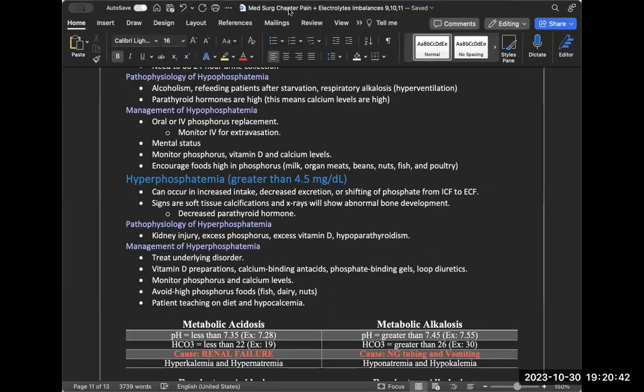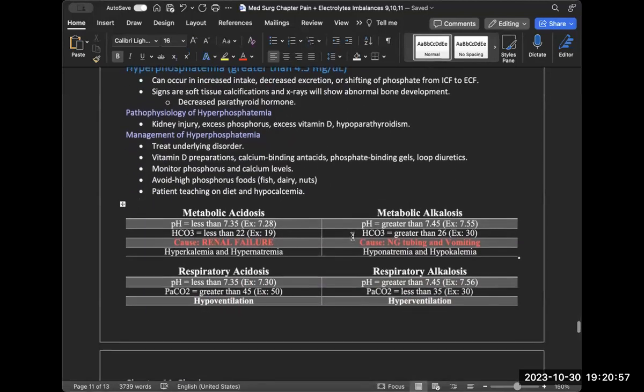And calcium is absorbed better when you take vitamin D, so we want them to have vitamin D supplements when they are taking anything with calcium. The same thing with hypocalcemia. We want them to have vitamin D supplements when they're trying to increase their calcium intake.